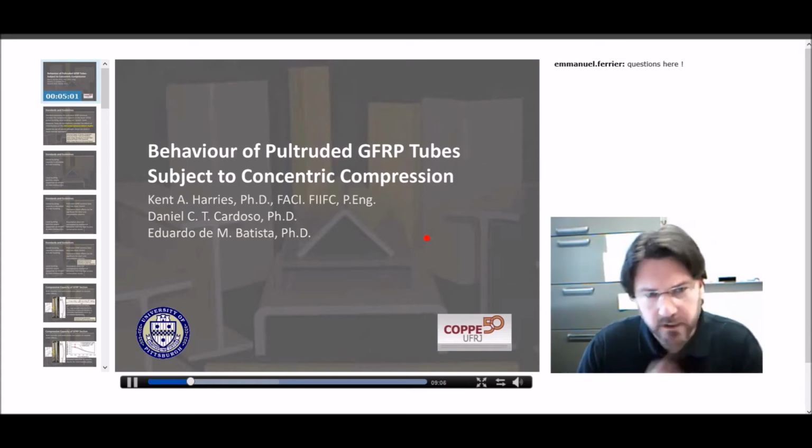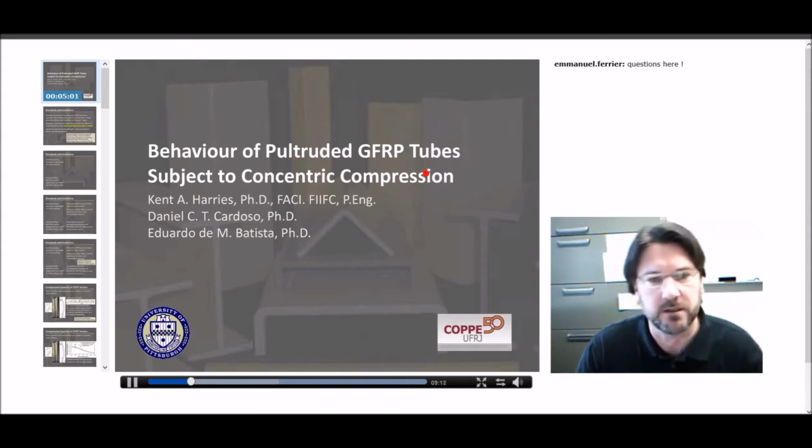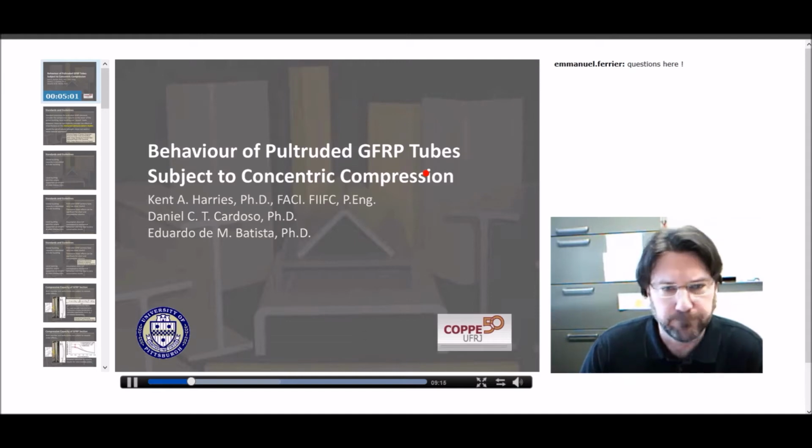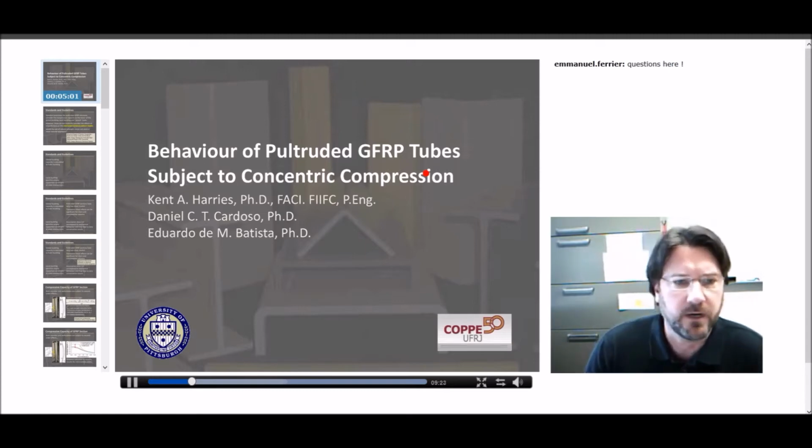What we're going to talk about today is the use of pultruded GFRP sections, and I'm going to specifically focus on tube sections in terms of all-GFRP type structures. These are generally fairly specialized structures, cooling towers and what have you.